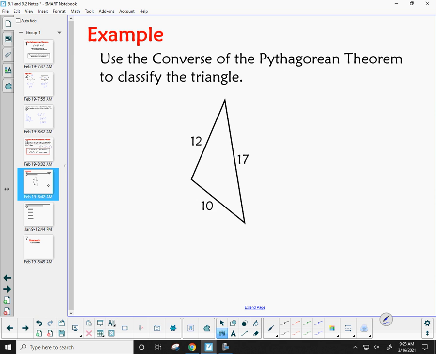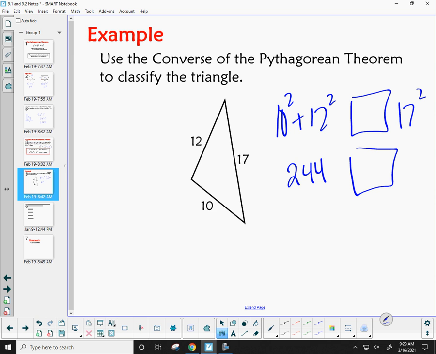Okay. So, for example here, this is all the converse, so we're kind of working backwards with it. So the hypotenuse is going to have to be what part? The 17. So I'm really checking 10 squared plus 12 squared. How does that compare to 17 squared? Right? So I want to see how it compares. If it's equal, it's going to be a right triangle. So we have 10 squared plus 12 squared, that's 244. How does that compare with 17 squared? 289, right? Okay, so what's larger in this case? The hypotenuse squared is larger, so what kind of triangle is it going to be? Remember, if this was my right triangle, that hypotenuse was going to be too big, so it made it an obtuse triangle.